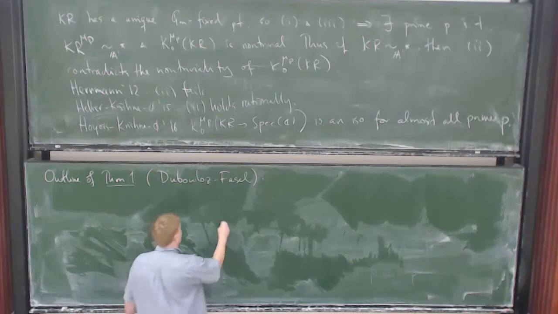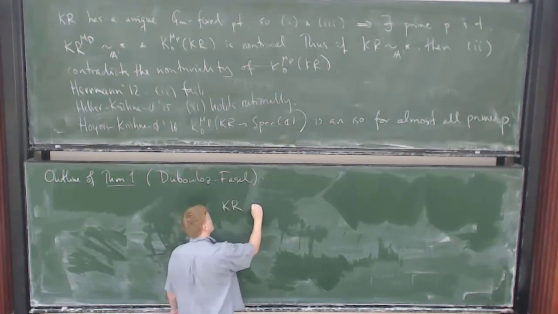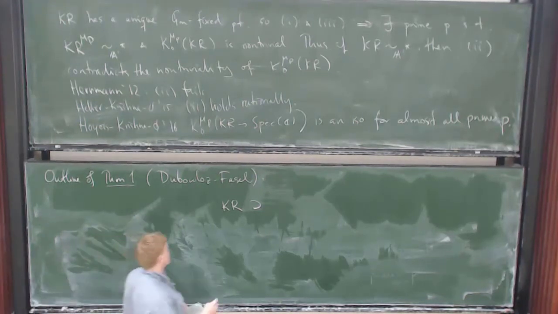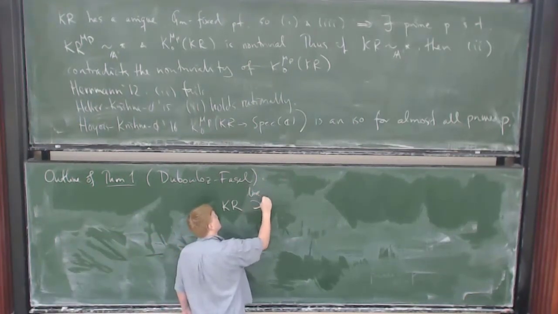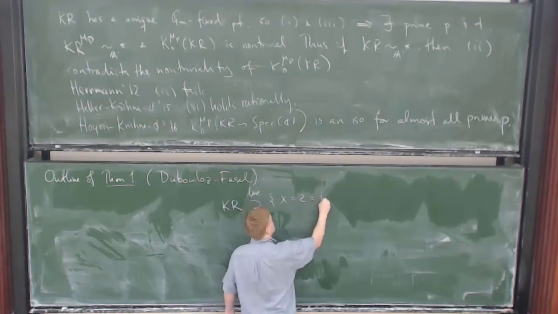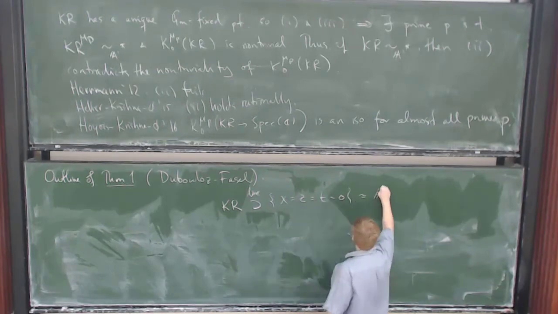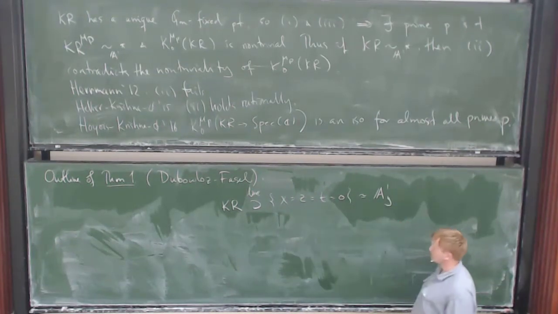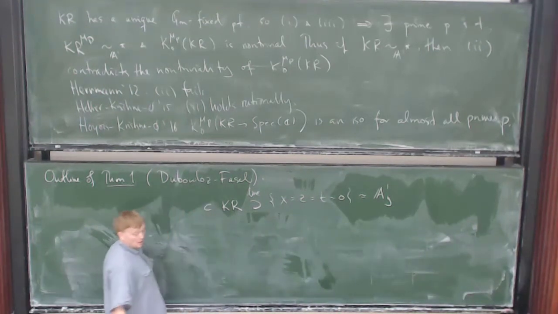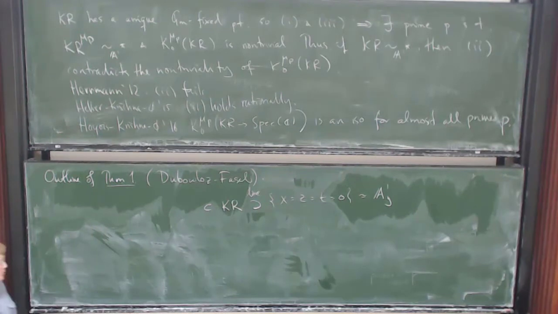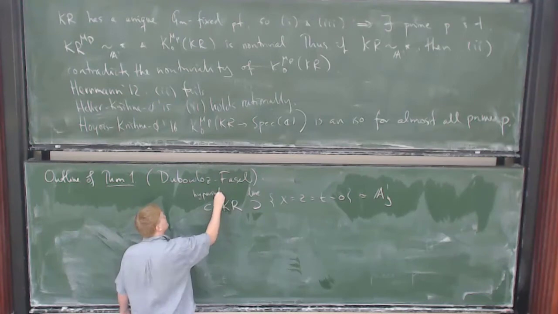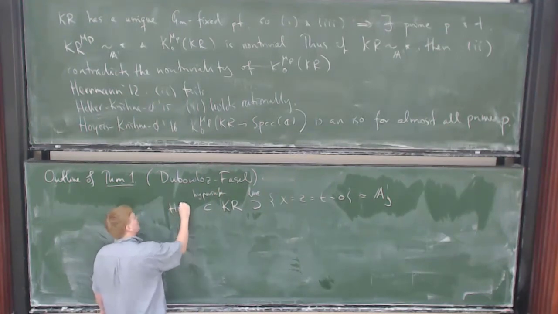Okay, so let's look at KR. Inside KR we find a line, a copy of A1, just by setting the coordinates x, c, and t to be 0. We find something that's an affine line in the variable y. On the other hand, we can look at the hypersurface cut out by setting y to be 0. So H is y equals 0.